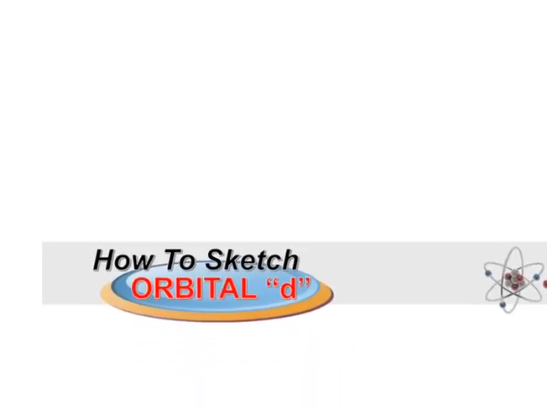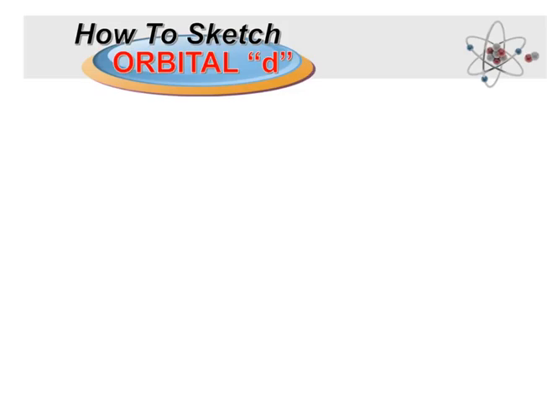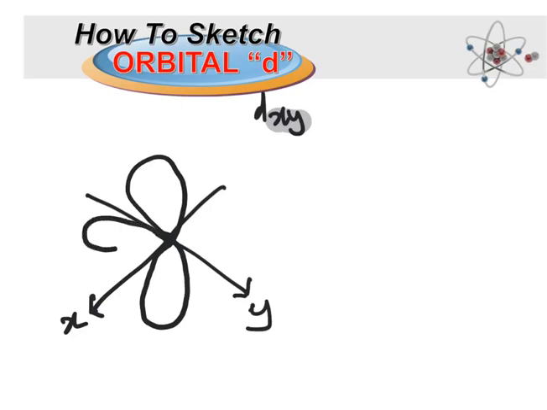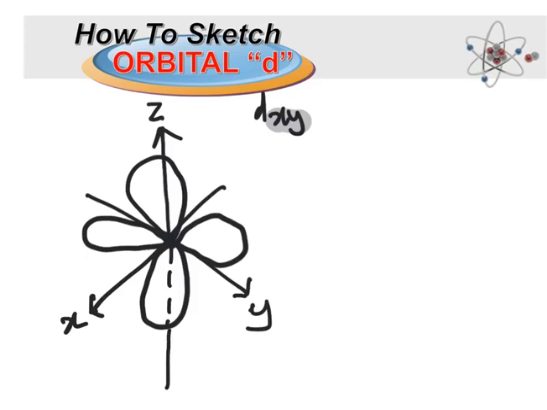Let's learn how to sketch the d orbitals. Let's say we would like to sketch the dxy orbital. Because this is dxy, draw the x-axis and y-axis first. Next, draw the major lobes in the area between the x-axis and y-axis. Next, draw the z-axis with its head first. The other part of the z-axis is hidden by the lobes, so we remove the line in the lobes.